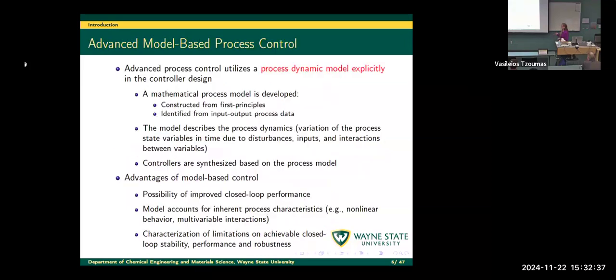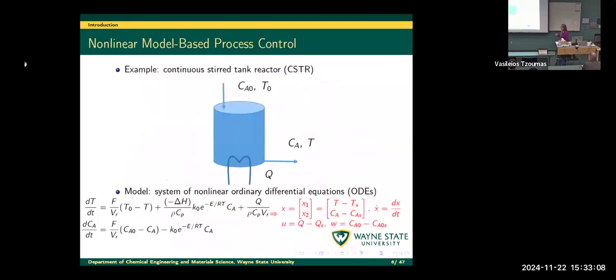But proportional integral derivative control isn't able to handle everything. And so advanced process control designs can be looked at for chemical processes. These might use a process dynamic model explicitly in the control design, where the mathematical process model comes from either first principles, which for us would be making models using things like mass and energy balances, or we can identify this model from input-output process data. The model will then describe our process dynamics, and we can make controllers based on our process model.